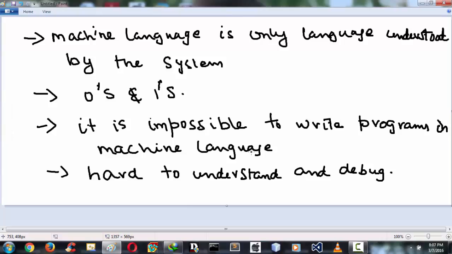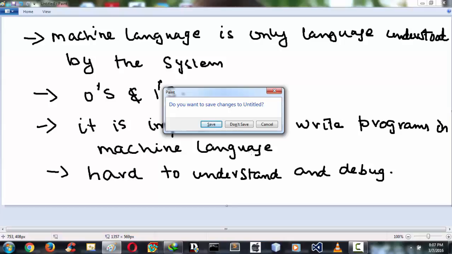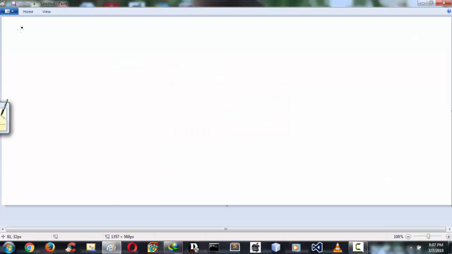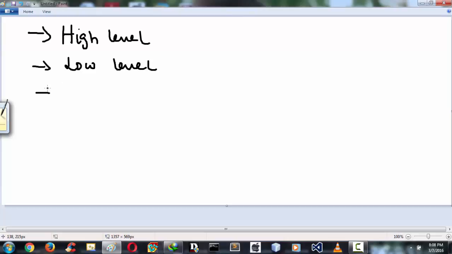So let's now see how they are connected. We know that the programming languages we have just discussed are categorized into three levels. The first one is high level languages, the second one is low level, and the third one is machine language, which is only understandable by the machine. So these are the three levels of languages.